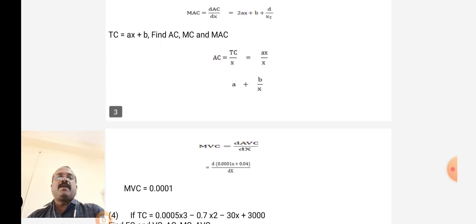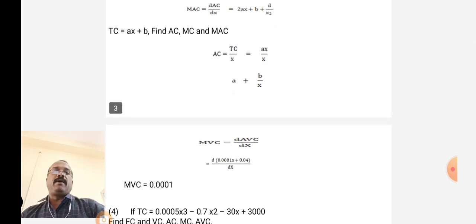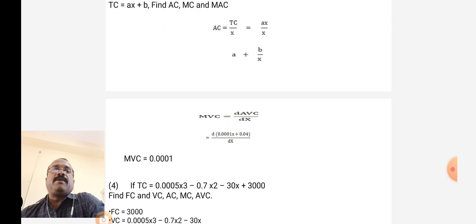Now we calculate not MVC but AVC, average variable cost, that is TVC divided by x, equals 0.001x square plus 0.04x divided by x, so the average variable cost is 0.001x plus 0.04. Then the fifth variation is MVC, marginal variable cost, equals dAVC divided by dx, that is the derivative of average variable cost with respect to x, which is d of 0.001x plus 0.04 divided by dx, and we get MVC, marginal variable cost, equal to 0.001.